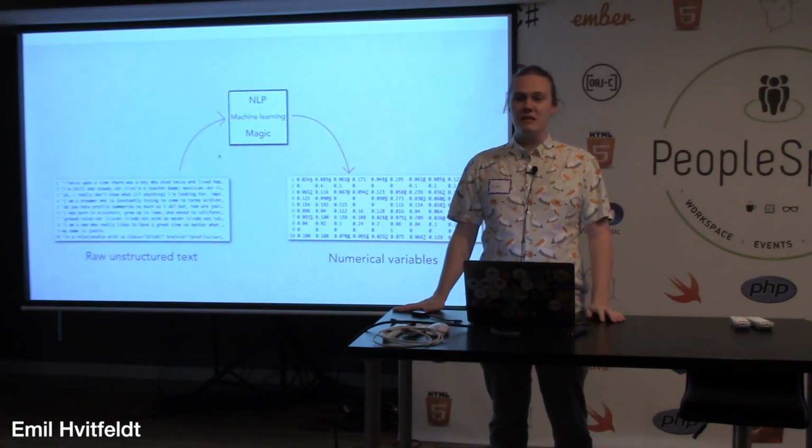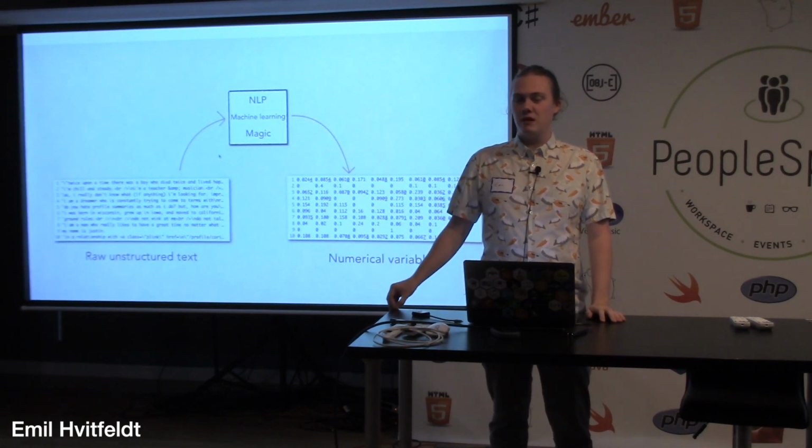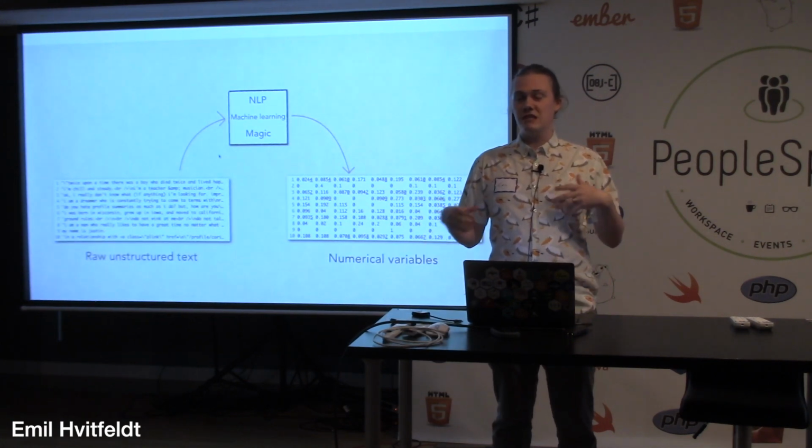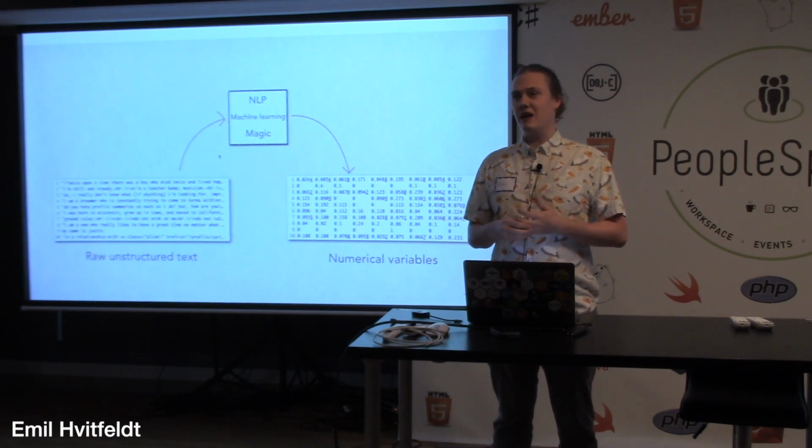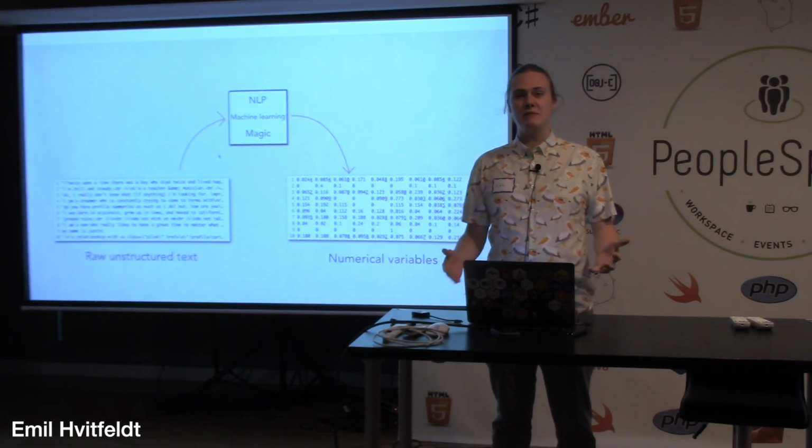The reason why we're doing this is because most statistical models, machine learning models only accept numeric values as something you can optimize over.